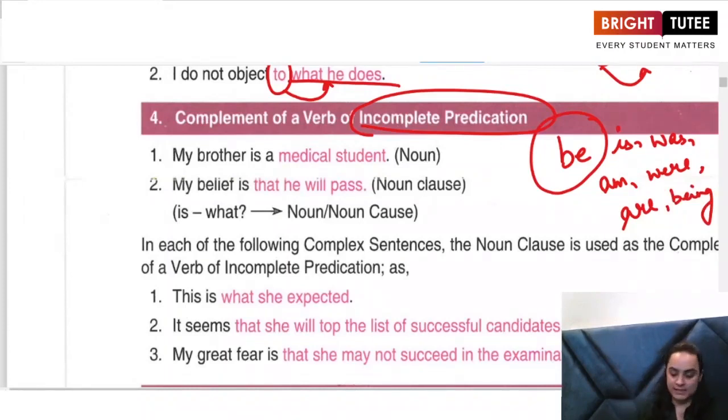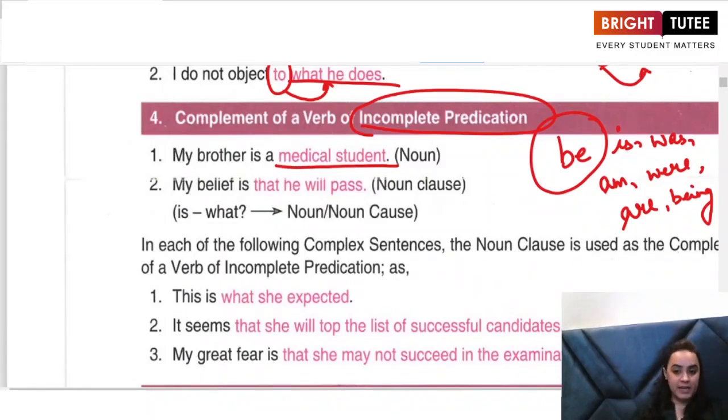Okay, now look at the sentence. My brother is a medical student. My brother is what? Medical student. I'm getting an answer to my question what? So, a noun. Look at the next sentence.